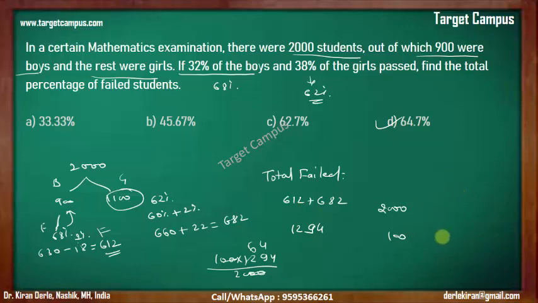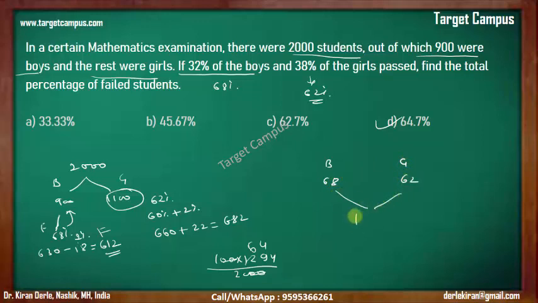You can just go back and pause, and you can check the calculation. But we'll do this with alligation also. Let's try this and see if we get the answer quickly. Let's see. So failed boys are 68, failed girls are 62, right?